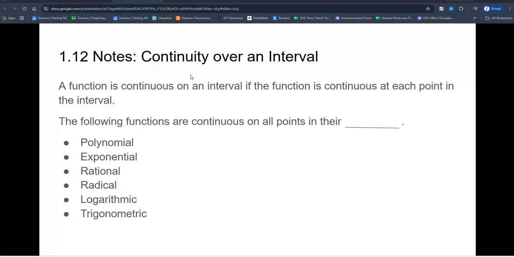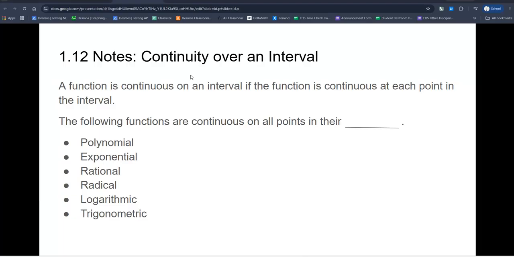Now, can we actually prove that? Can we prove every point in an interval? Definitely not individually, right? Because even if we're between 0 and 1, there's infinite numbers between 0 and 1. There's 0.5, there's 0.9, there's 0.99, there's 0.999. There's so many others in between, right? There's infinite numbers. So you cannot prove every single point in this case.